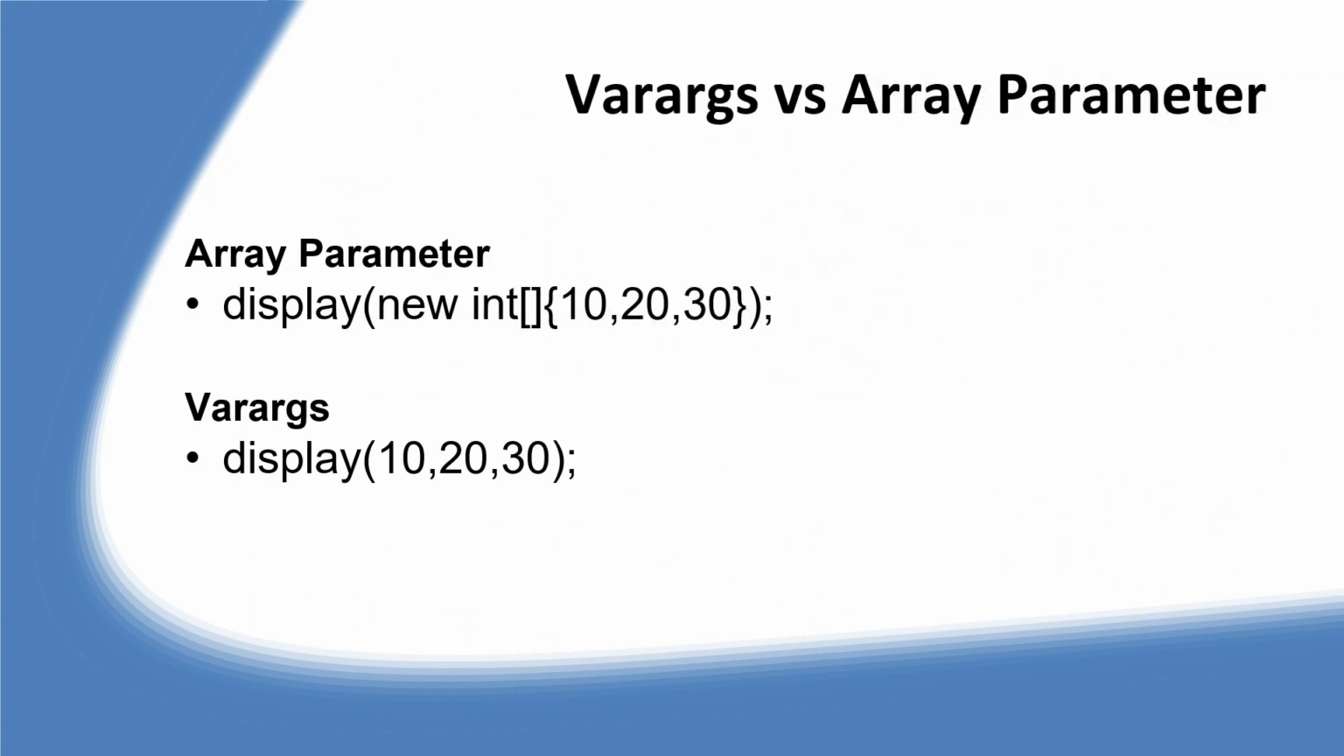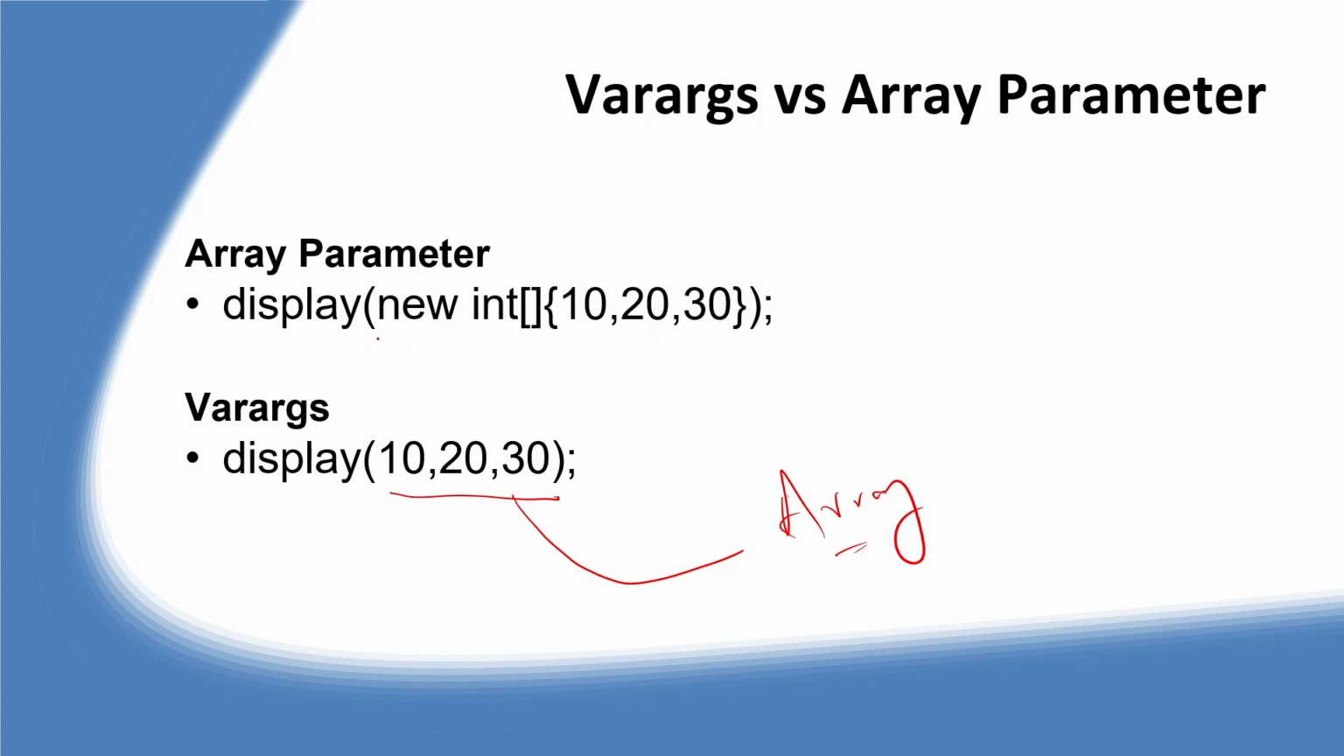Now, Varargs versus array parameters. We have seen that if we pass these values, internally it will convert them into an array. Internally these values will be converted into the array in the variable arguments, and we can iterate through these values, and whatever we want to do, we can do in the method.